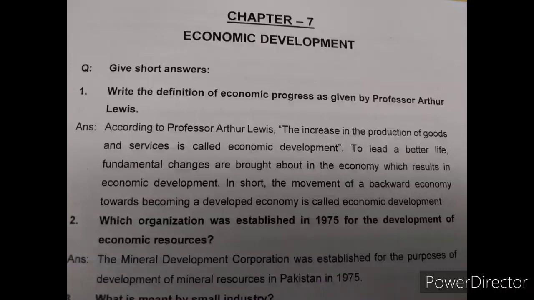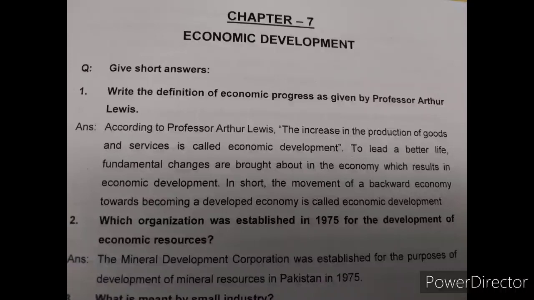And his definition is very simple, and he is saying, according to the Professor Arthur Lewis, the increase in the production of goods and services is called economic development. To lead a better life, fundamental changes are brought about in the economy which results in economic development. In short, the movement of a backward economy towards becoming a developed economy is called economic development.